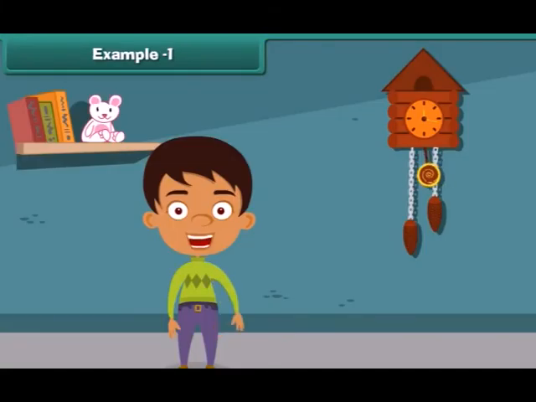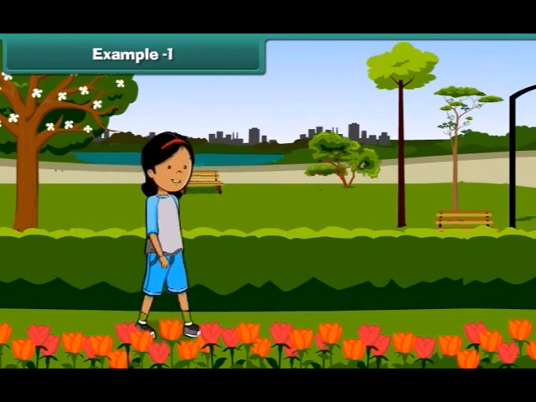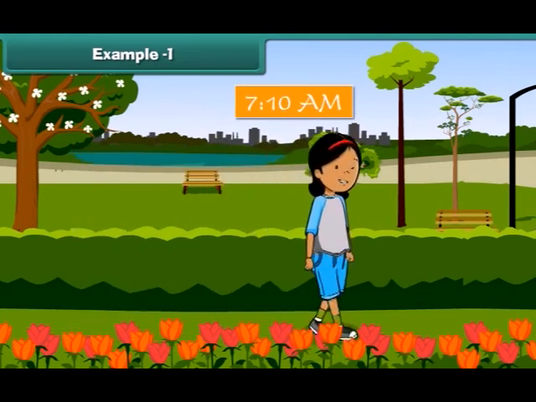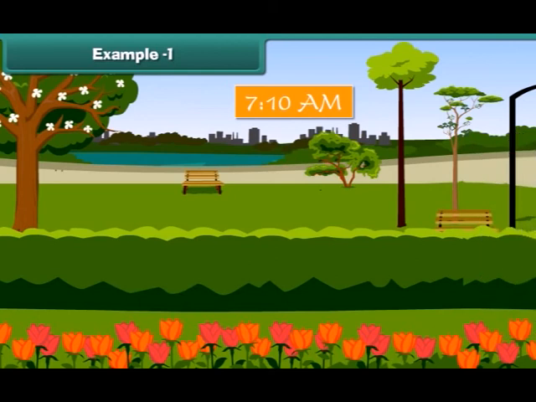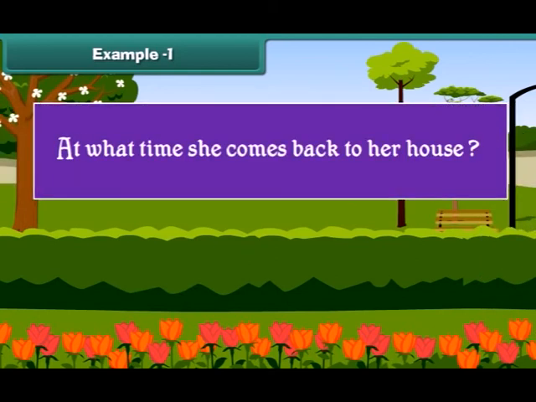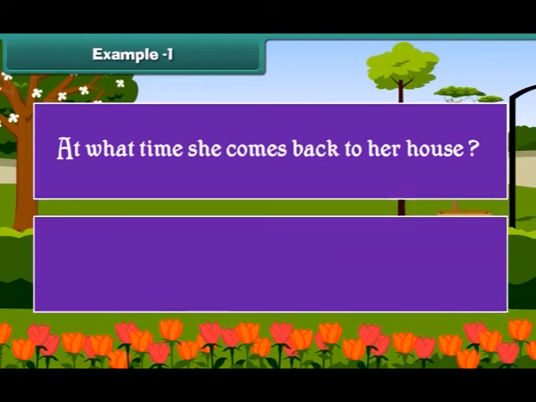Let us solve some interesting problems on time. Sarah goes for her morning walk at 7:10 a.m. She walks for half an hour. At what time does she come back to her house? To find the answer, we need to add 30 minutes to 10 past 7. The time will be 7:40 a.m.